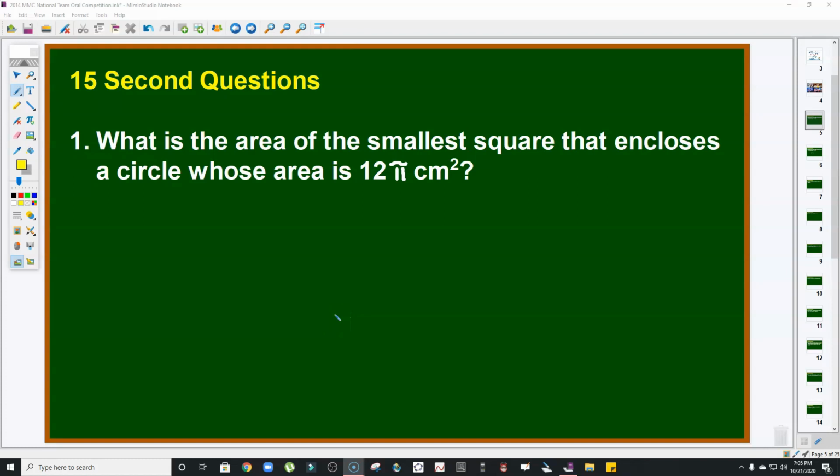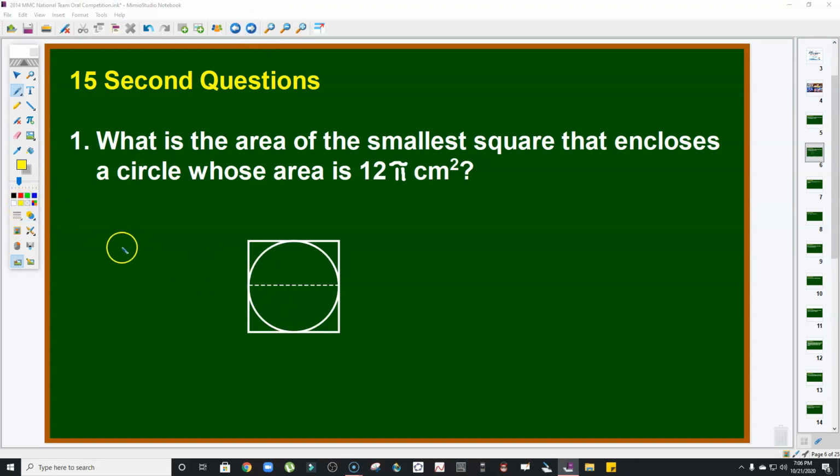So the rule in MMC when it comes to 15-second questions is that you have to compute it mentally, right? But since this is a video tutorial, allow me to show my solution as I explain it. Problem number 1. What is the area of the smallest square that encloses a circle whose area is 12 pi square centimeters? So you must have an illustration that looks like this.